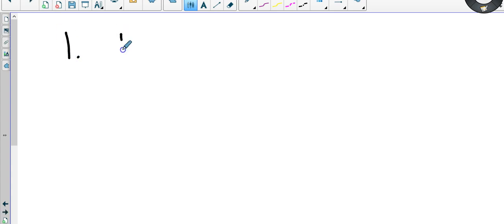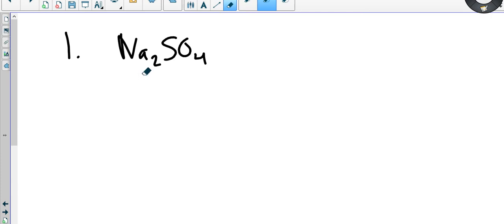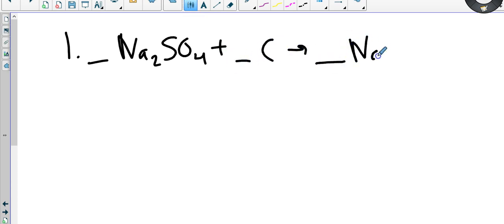So number 1 is I have sodium sulfate. Now this note sheet is really nice because it already has everything neutral. But let's say that you write sodium sulfate and you forget to make this 2 right here. Everything you're about to do is going to be wrong, which is what I've been trying to tell you. I just want to reiterate that. So sodium sulfate plus carbon yields Na2S and carbon dioxide.